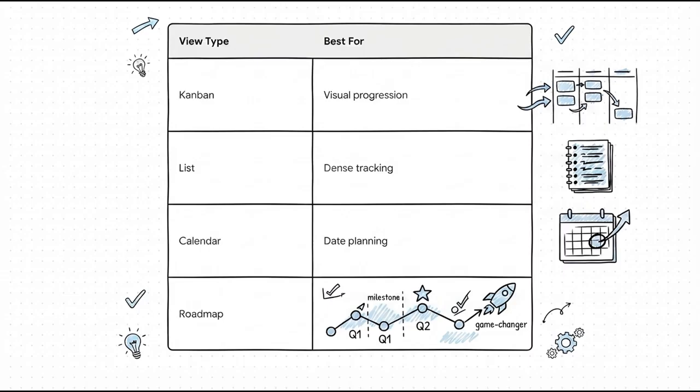For date-driven planning, you can easily just switch to the calendar view, but you definitely want to pay special attention to the roadmap view. This is an absolute game changer for product teams. It gives leadership this really clear visualization of planned work. So instead of writing up those lengthy, tedious status reports, you can just point stakeholders right to this view.